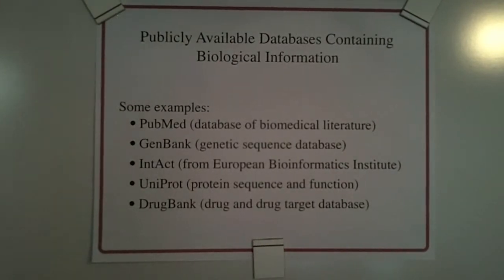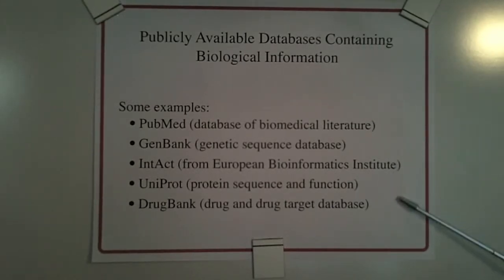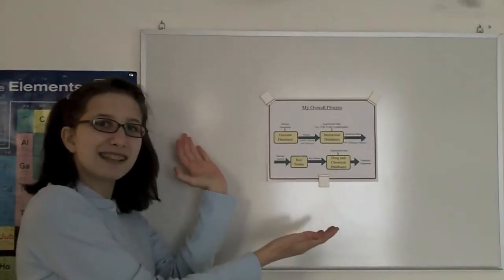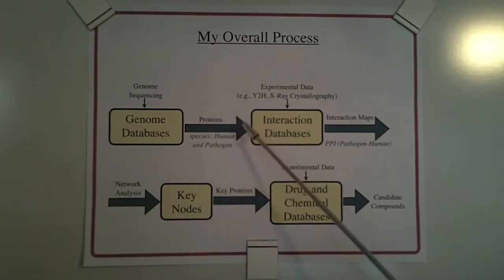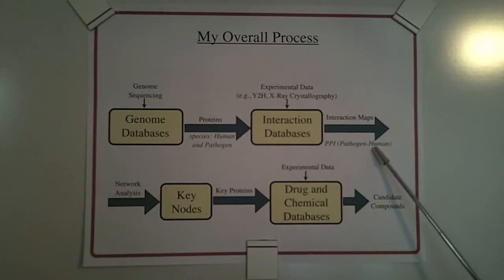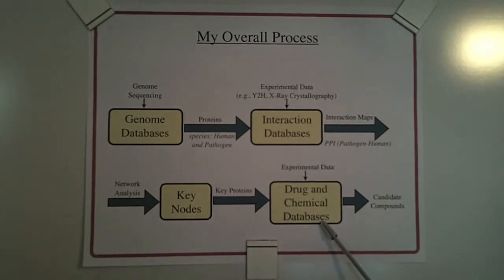Through the years, information from protein interaction experiments was put into publicly available databases containing biological information. These are some of the databases I used in formulating my overall process. Consult genome databases for proteins from species of interest, consult interaction databases, and create a protein-to-protein interaction map, or PPI, of these species, perform network analysis on the PPI map to find key nodes or proteins in the network, and consult drug and chemical databases to find candidate compounds for pharmacological research that affect those proteins.